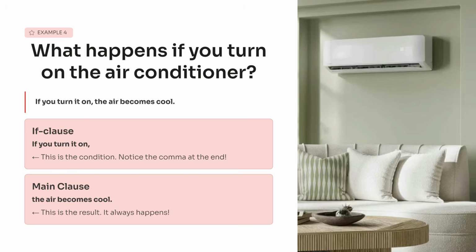Look at example 4. What happens if you turn on the air conditioner? If you turn it on, the air becomes cool. The if clause condition is if you turn it on, with a comma at the end. The main clause result is the air becomes cool.